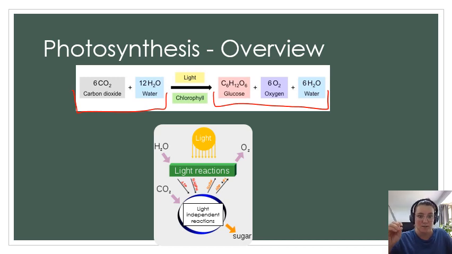So 6 carbon dioxides, 12 waters, 1 glucose, 6 oxygens, and 6 waters, and you should know the chemical formula for each of those compounds. Light and chlorophyll always appear above or under the arrow between your reactants and products because they are not used up in that reaction. They are merely there to help facilitate that reaction occurring.